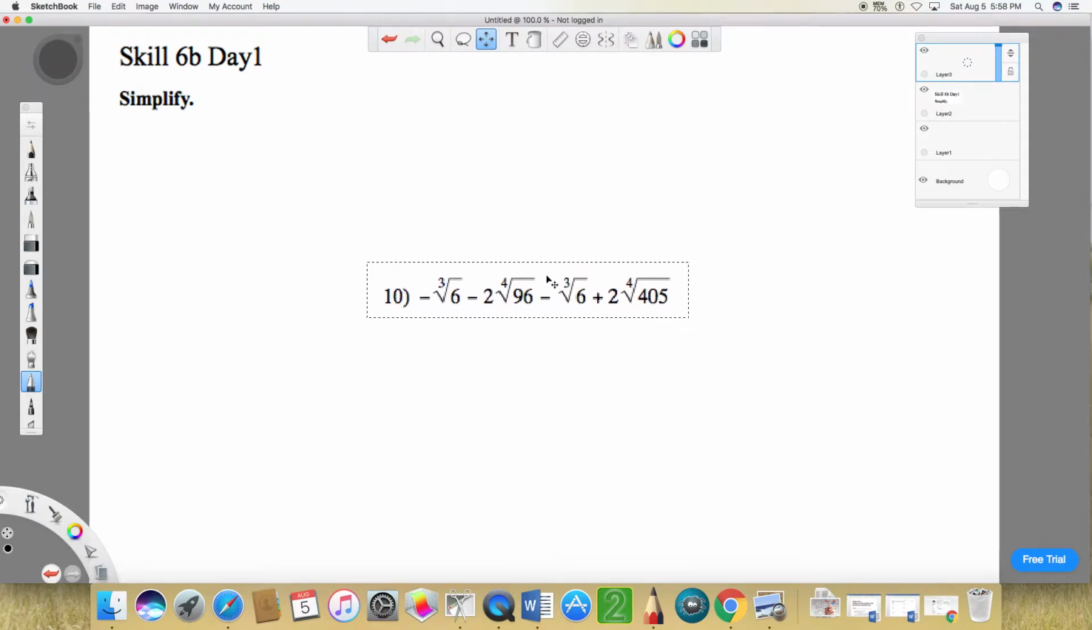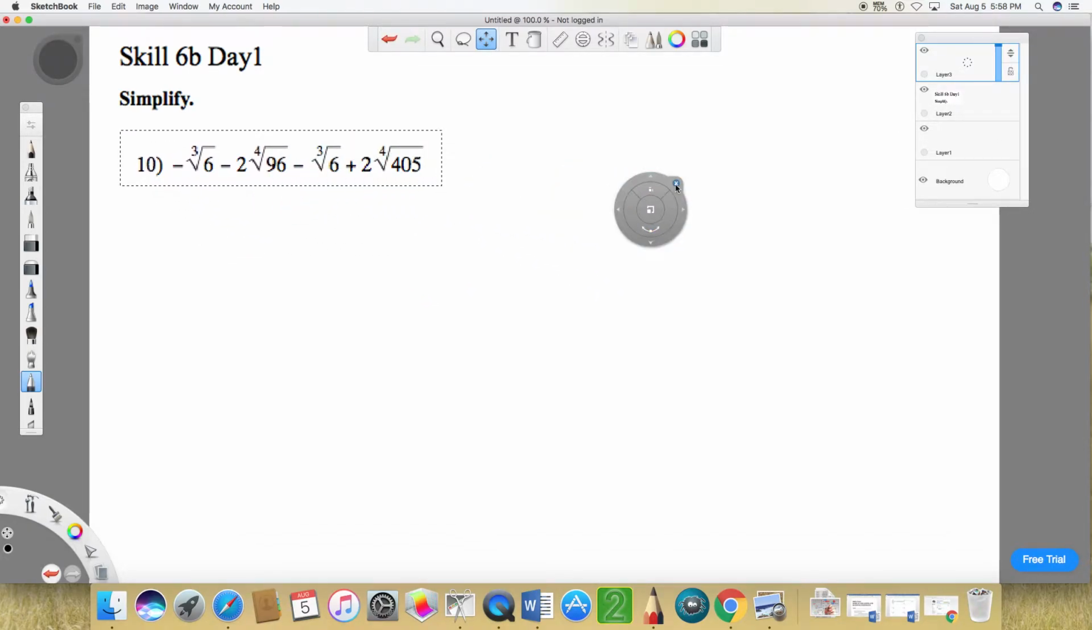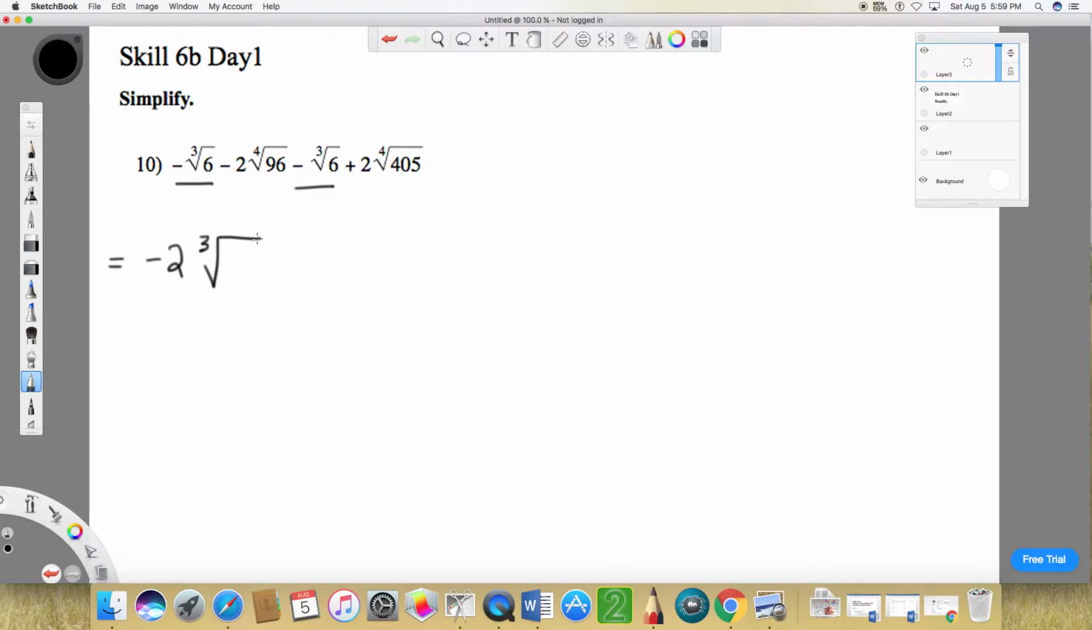So this problem is similar to the last problem in that it has 4 terms. Now, not all of the indexes are the same though. We've got an index of 3 and an index of 3. That's a cube root of 6, and that's a cube root of 6. So right away, I notice that this term and this term are like terms, and 6 just breaks down to 2 times 3. I don't have a group of 3 within the cube root of 6. So I can immediately combine these two terms to a negative 2 times the cube root of 6.